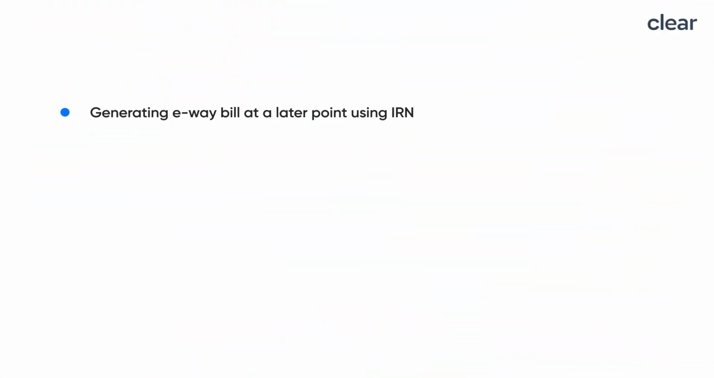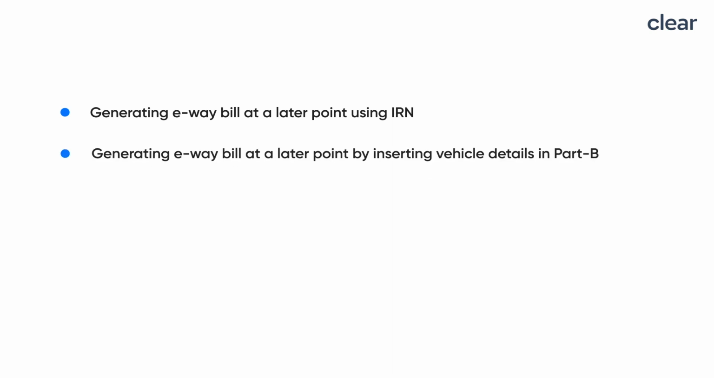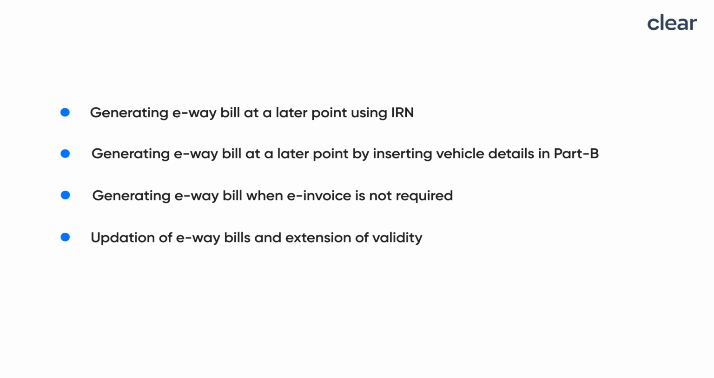After segregating invoices, the taxpayers have to visit separate portals to generate e-invoice and e-way bills for a single transaction. Doing this manual segregation is almost impossible when the invoice count is huge. Also, the taxpayers have experienced hardships in generating e-way bill at a later point using IRN, generating e-way bill at a later point by inserting vehicle details in Part B, generating e-way bill when e-invoice is not required, updation of e-way bills and extension of validity, and validation issues in cases of extension of validity.